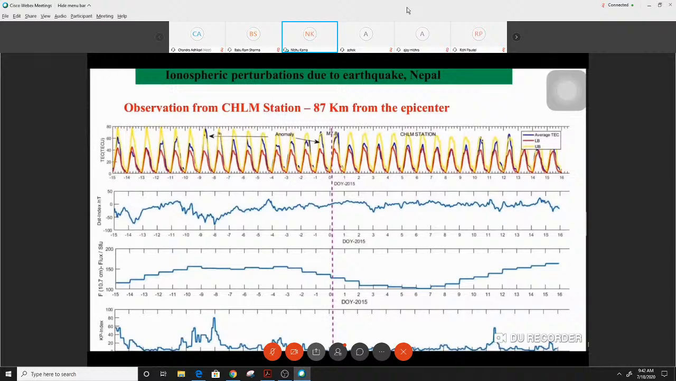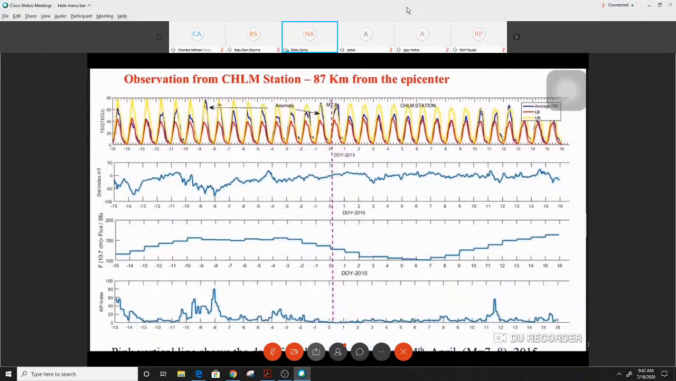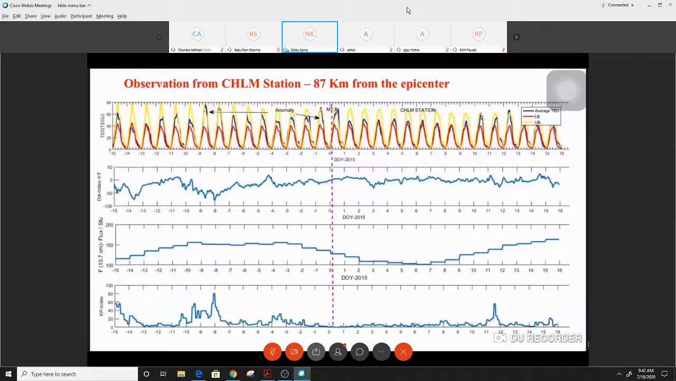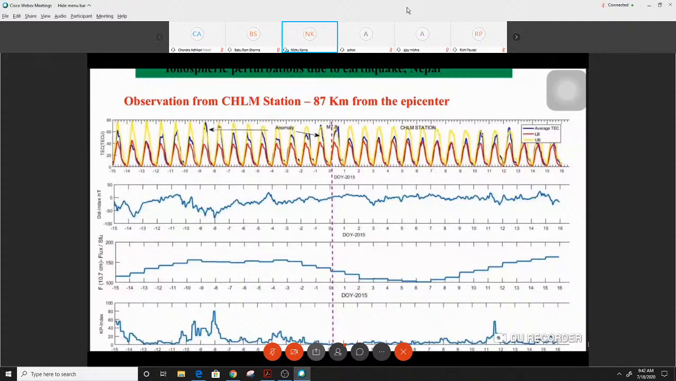And then we found abnormal behavior at the SYLH station one day before the earthquake, where 0 is the day of the earthquake. On the day 0 of the earthquake and one day before the earthquake, we found the median VTEC value crossing the upper bound, and on the 9th day before the earthquake the VTEC value also crossed the upper bound.